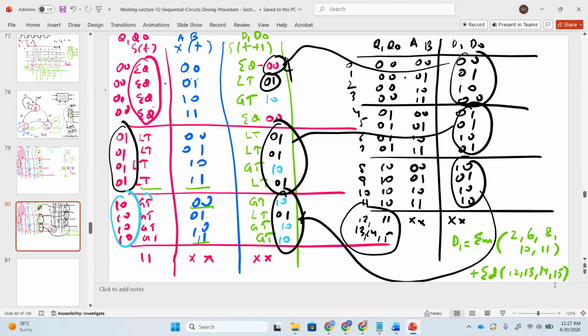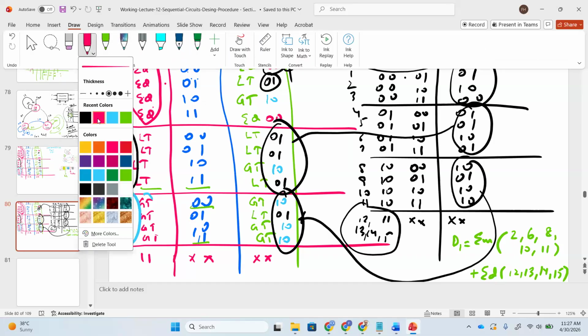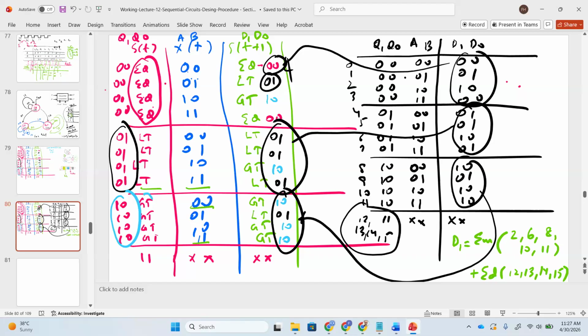What is the expression for D0? Anyone may answer? Yes. What is the expression for D0? Sigma M (1, 4, 5, 7, 8), and then plus sigma Not D (9, 10 to 15), that is 9, 12, 13, 14, and 15. Got it or not got it?